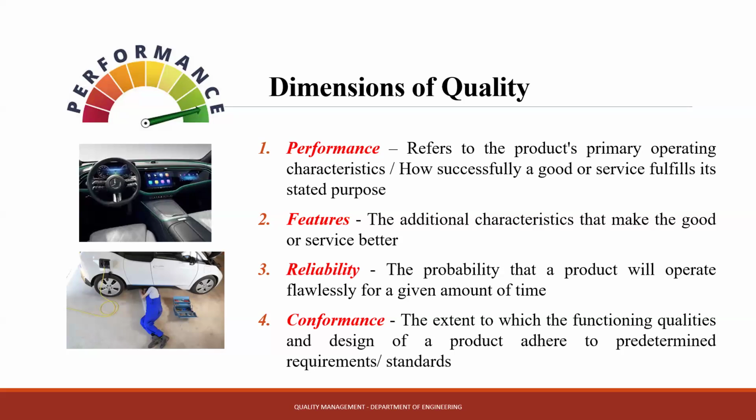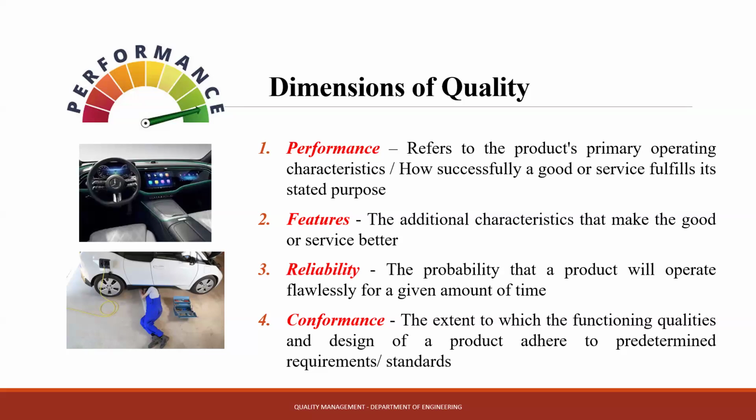So the performance might refer to the processing speed of the phone, the camera quality, and the battery lifetime, right? That is what we are looking for under performance if we are referring to a smartphone. Very simply, performance usually tells you how successfully your product fulfills its stated purpose. It explains whether your product or service meets the customer's core benefits, core needs, and core requirements or not. Right? So that is how we look at performance.